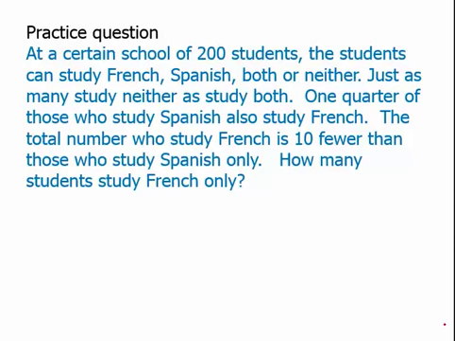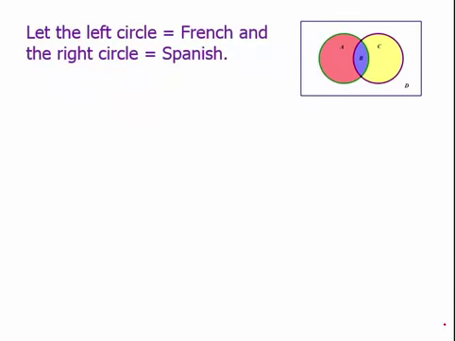Okay, so French and Spanish. Let the left circle equal French and the right circle equal Spanish. And what I'll say here, unfortunately I needed a lot of work to work out the algebra on this problem, so I had to go to a slide that didn't have the text of the question on it. But if you look under this video, you should see the text of the question printed, and so you can refer to that as I'm talking about this if you want to read along with me.